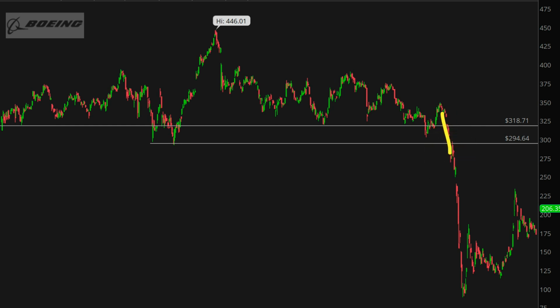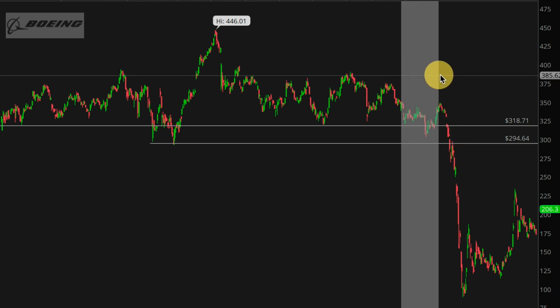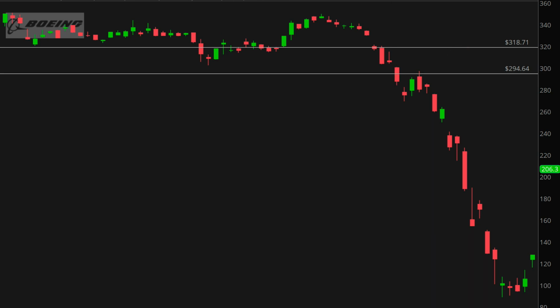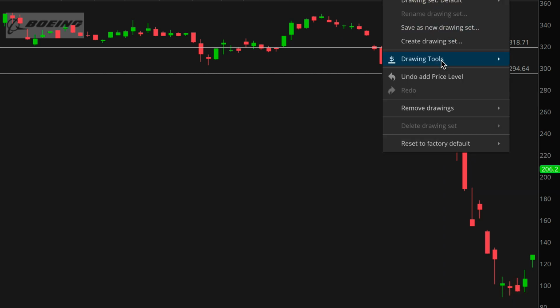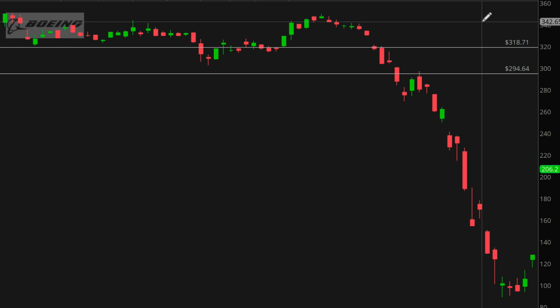What happened after it ripped through them? Let's zoom in a little bit so we can have a closer look. Ripped right through it, ripped right through it. Didn't stop, didn't stop, didn't stop. It stopped, came back, retested that second support as resistance this time, got rejected, and what did it do? It kept going lower and lower and lower and didn't stop till it reached way down here. So that's something good to know.